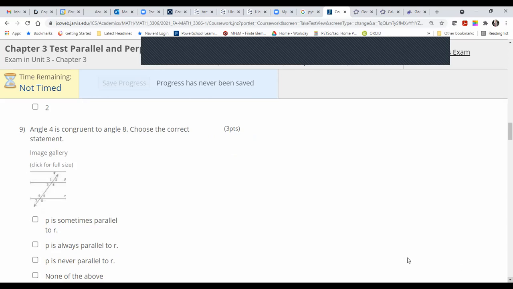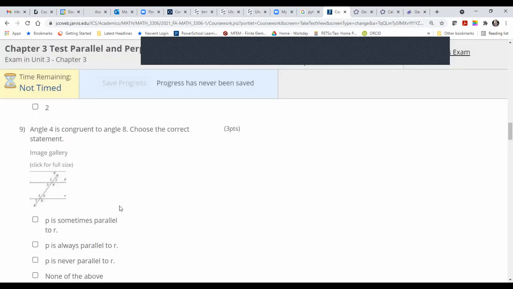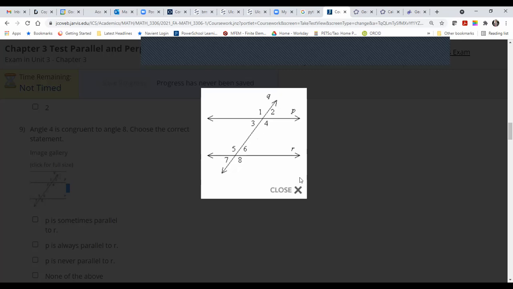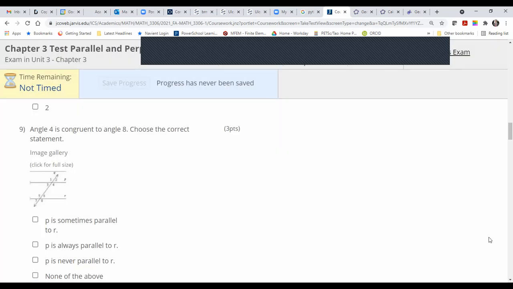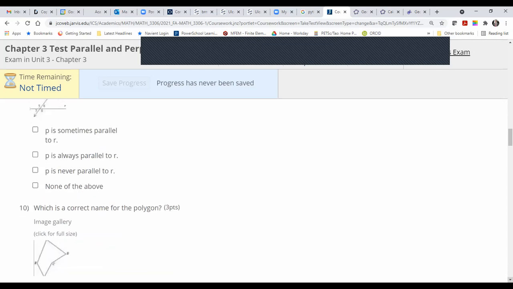Angle 4 is congruent to angle 8. So angle 4 is congruent to angle 8. So you need to choose which one is the correct one, right? Okay. This is it, right? So you need to use the, what do you call it? Corresponding angle theorem or corresponding angle postulate.